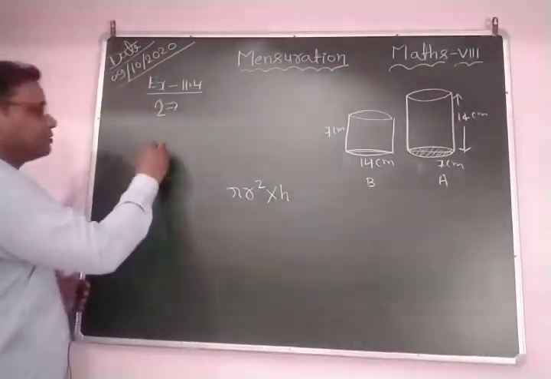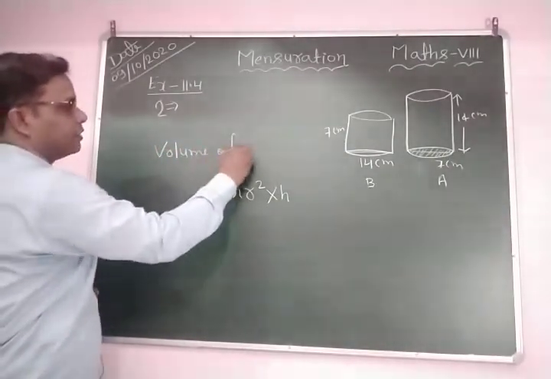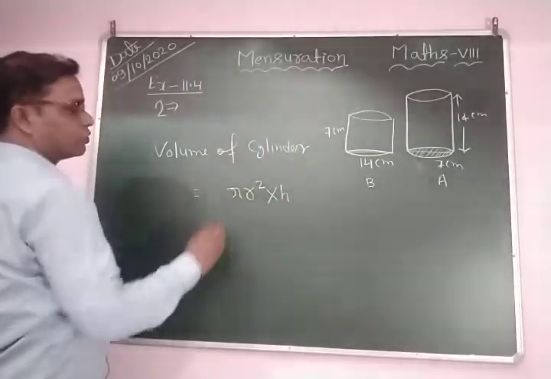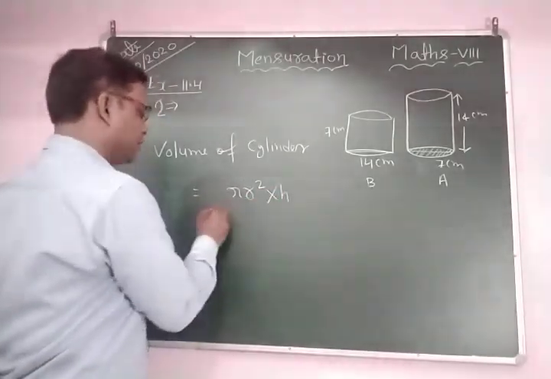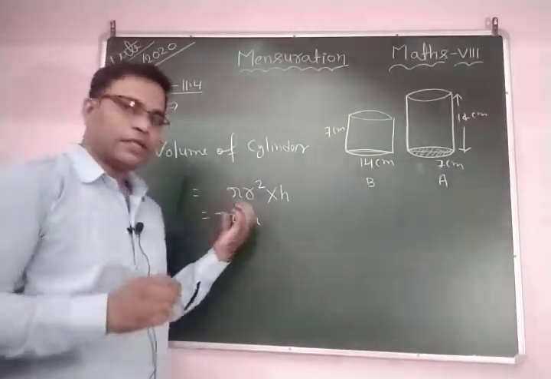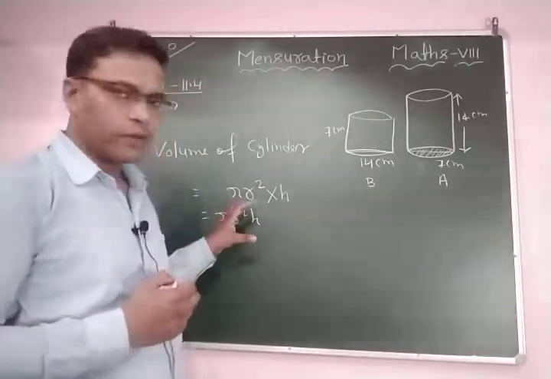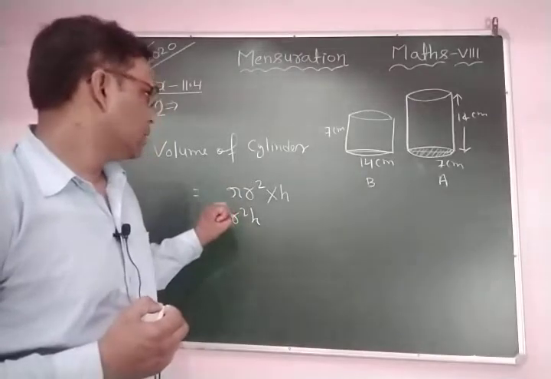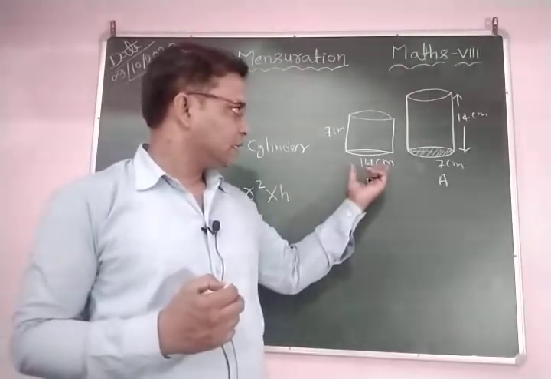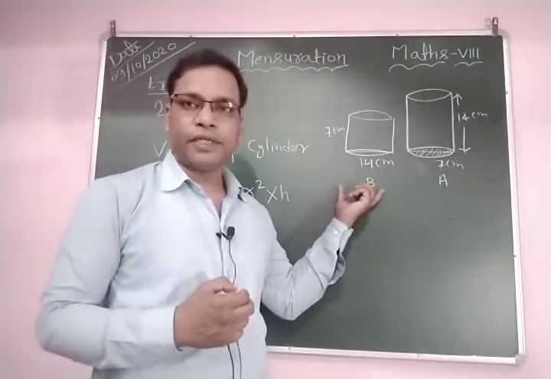So we can write here: volume of cylinder is equal to pi r square into h. According to this formula, the radius is squared, so its effect counts twice. In this formula you can see whose radius is greater. Cylinder B's radius is greater.